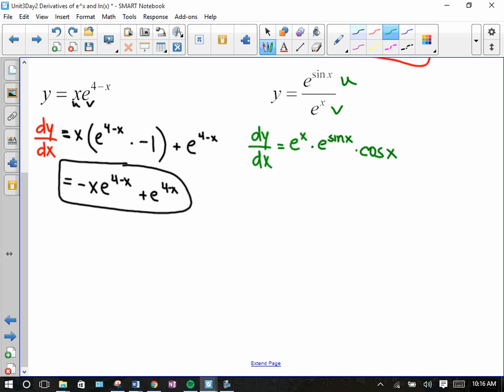Right there. V times du. Oh, yes, it is, never mind. E to the sine x times the derivative of x one. So then we have minus u times dv, because the derivative of e to the x is e to the x. Divided by dx squared.